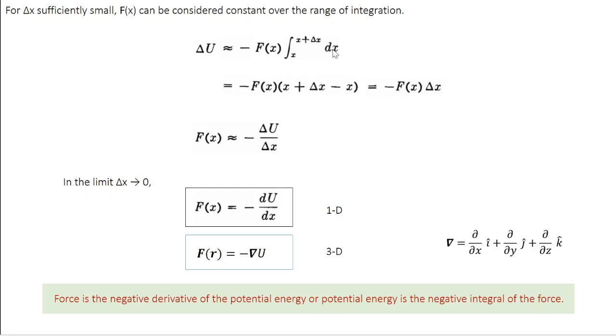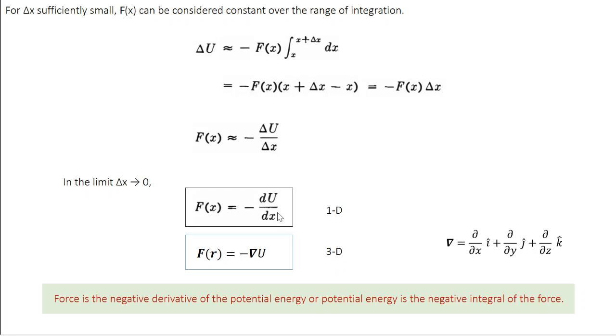Now integral of dx is x, you apply the limits, so you have minus f of x into x plus delta x minus x, which is minus f of x into delta x. Or f of x equal to minus delta U divided by delta x. In the limiting case, delta x tends to 0, you can replace this with a derivative. So you have the relation between force and potential energy as f of x equal to minus dU by dx. Force is the negative derivative of the potential energy. So this is for the one-dimensional case.